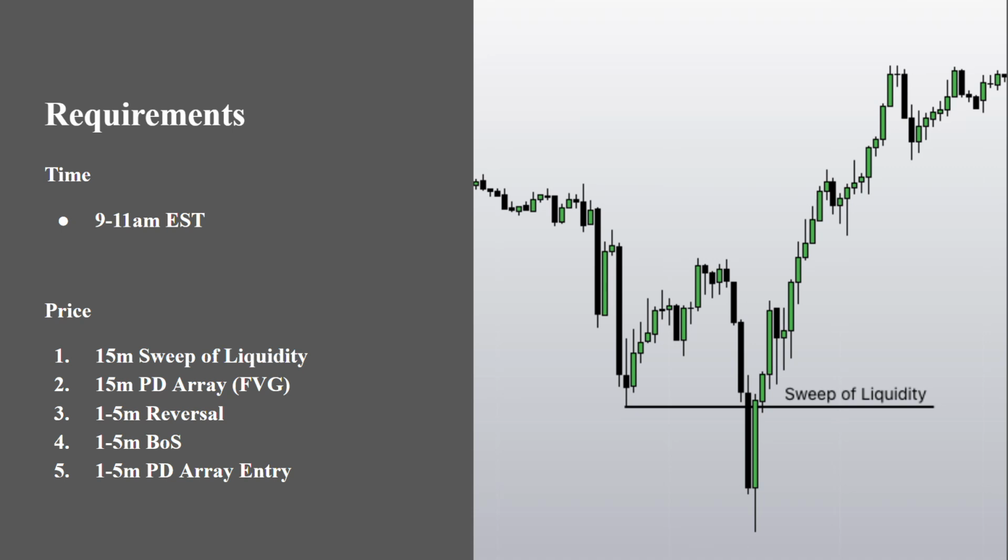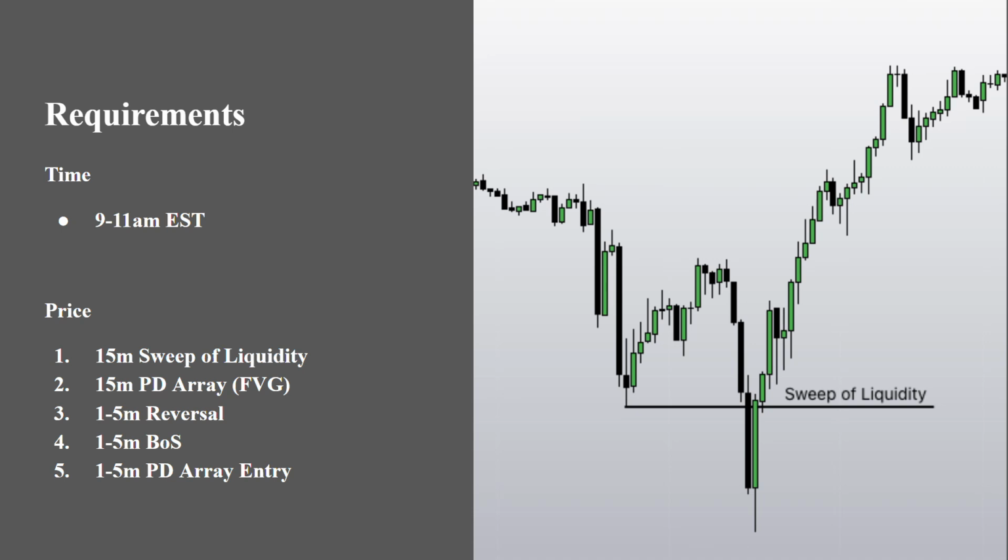If it's sweeping sell side liquidity, which is lower liquidity, you look for a 15-minute bullish fair value gap to be situated below the liquidity it is sweeping. If price sweeps buy side liquidity, which is liquidity higher, you look for a 15-minute bearish fair value gap to be situated above the liquidity. It may seem a bit complicated right now. I will be giving you images in the following slides to help you.